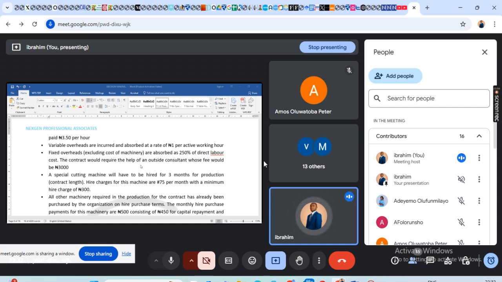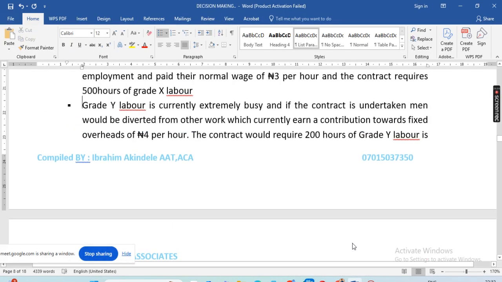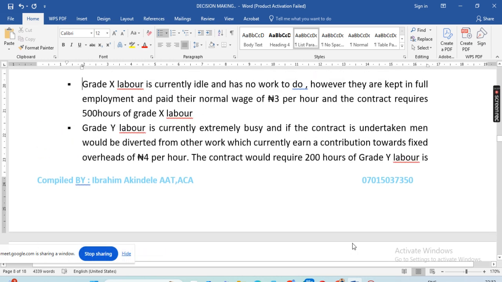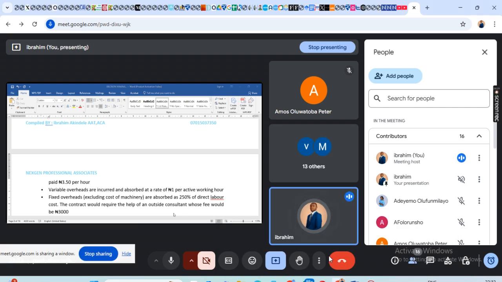They say working hour, 1 naira per hour. So what labor are we given? We're given 2 labor. Don't forget, one of them is 500 hours and the second one is 200 hours. Now you can see this question is technical. If they say per active working hour, where is the active hour? They attach it to labor, so you quickly go to your grade X and grade Y and multiply by 1 naira.